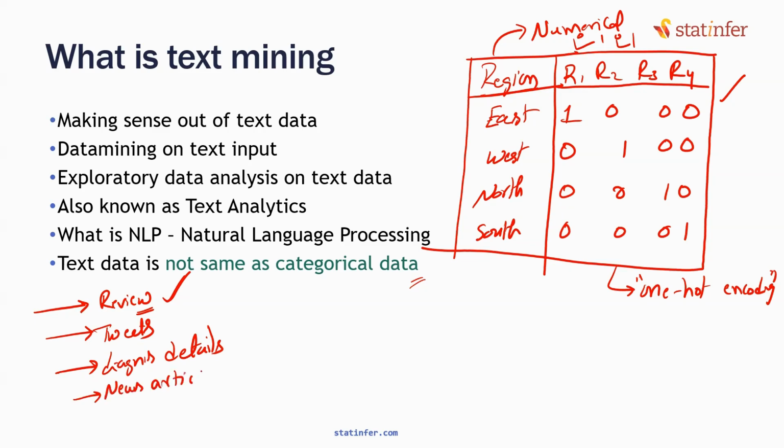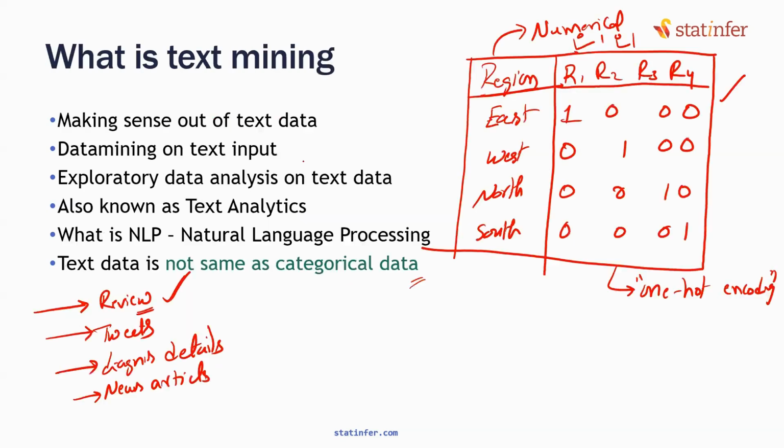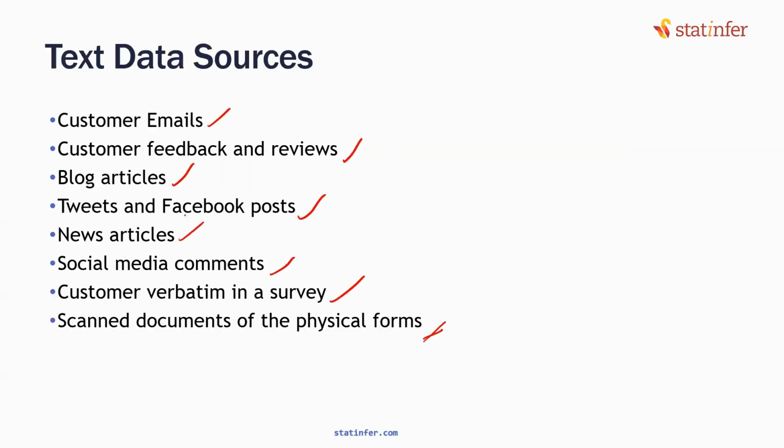So basically by text data, I mean some of the customer emails, some of the customer feedback and reviews, some of the blog articles, tweets and Facebook posts, news articles, social media comments, customer verbatim in the survey. At the end, you have some verbatim. Some of the scanned documents which are converted to text. That's what I'm talking about, text data. These are the text data sources. There is language, there's emotion inside this. It's not just a simple one word. There is a lot of language and emotion inside this. But you cannot directly go ahead and do the analysis like numerical data.